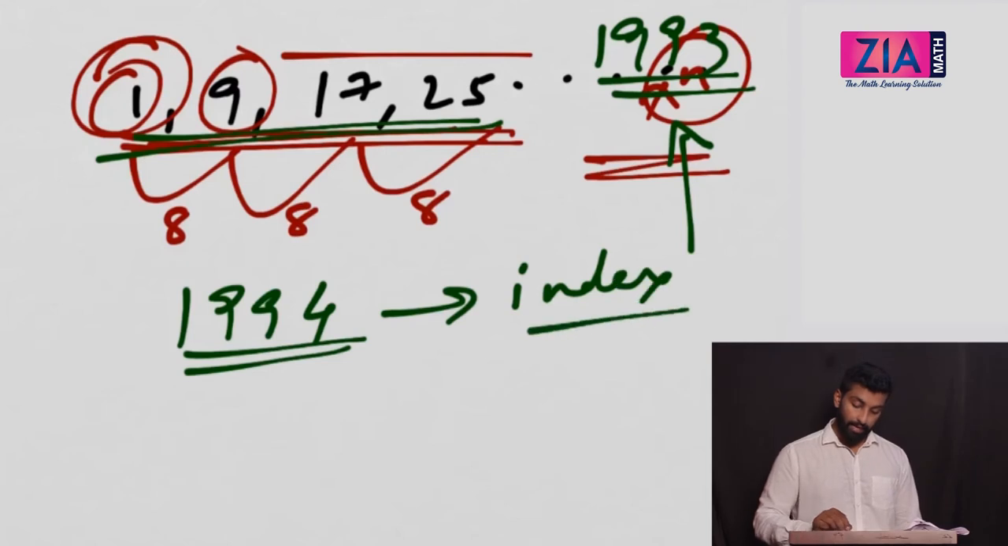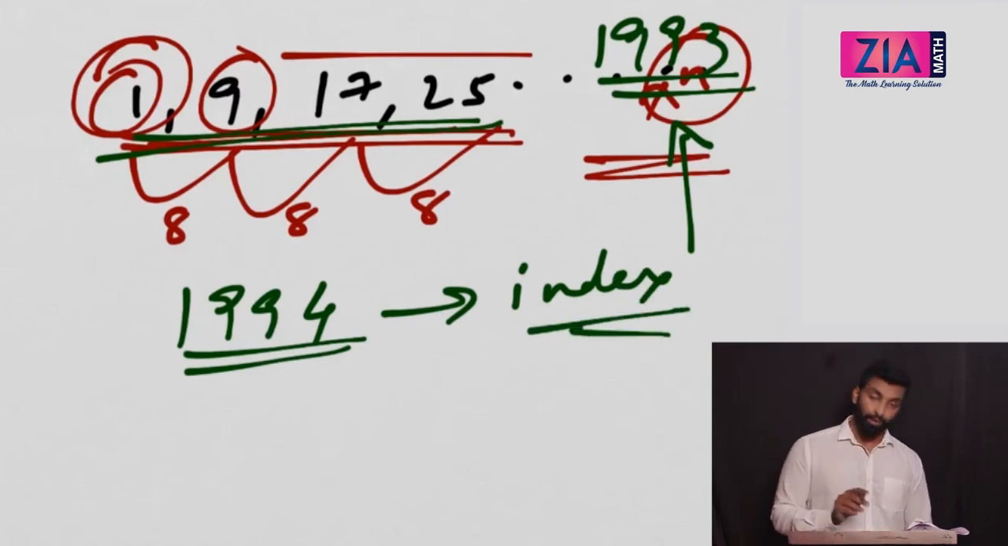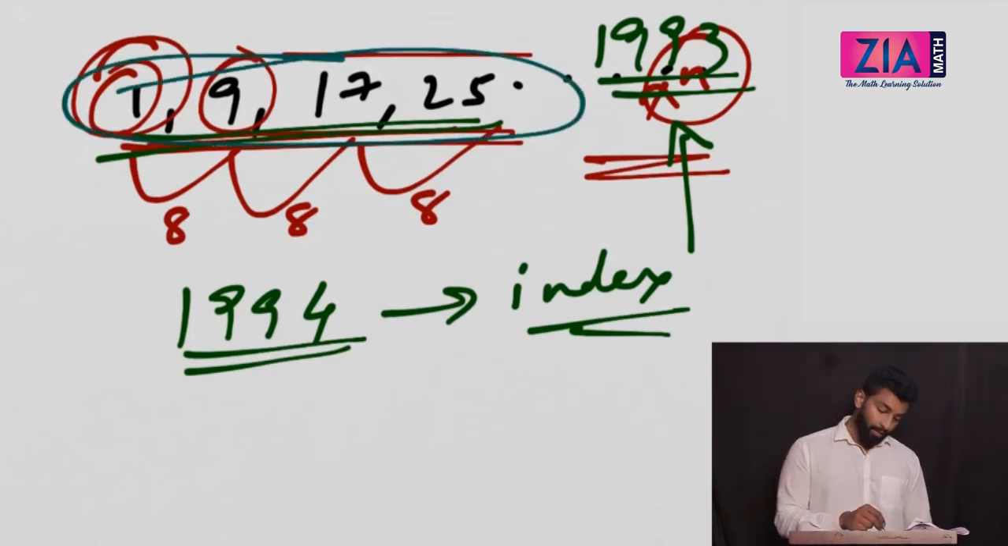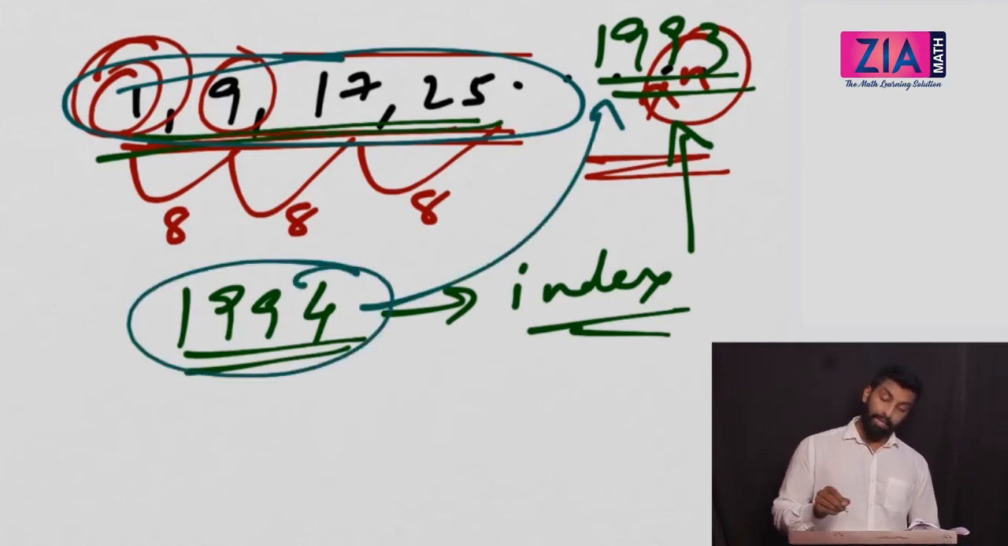Index finger, right? So what I have done is nothing but, I understood that this is an AP, right? I am just taking the thumb as 1. 1, 9, 17, 25 is an AP with a common difference 8. So I am looking for the closest number to 1994 which will come in the series, right?